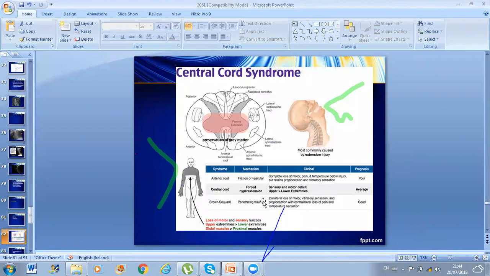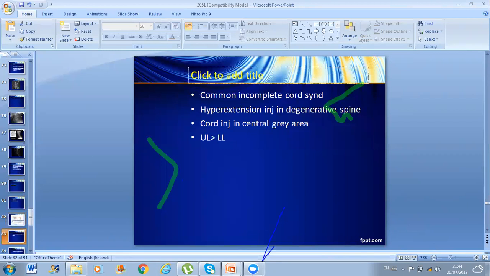So in central cord syndrome, the upper extremity is more affected than the lower extremity. And the prognosis, in our books, is good. Not better than Brown-Séquard, but it's good. So it is a common incomplete cord injury, from hyperextension injury to a degenerative spine, with cord injury in the central gray matter, and the upper limb is more involved than the lower limb.